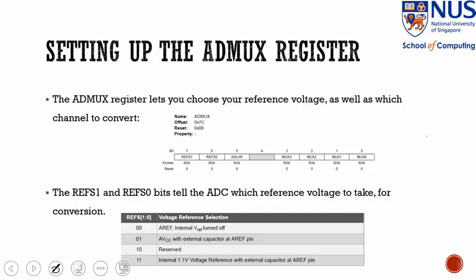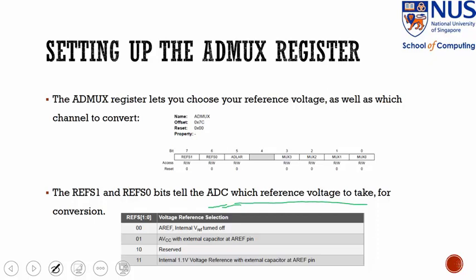Next is the ADMUX register. The mux register tells us which of the device channels we want to do the sampling from. Another thing you also need to do for ADC is specify a reference voltage for the ADC to take. The reference voltage is something that the ADC module will use internally while it is doing the conversion of the analog signal to digital signal.